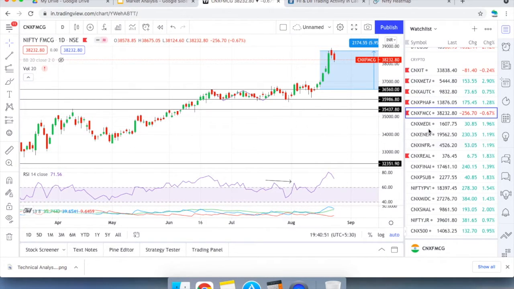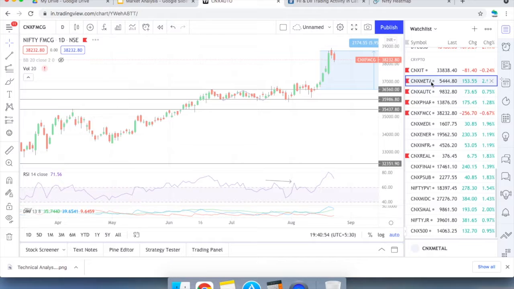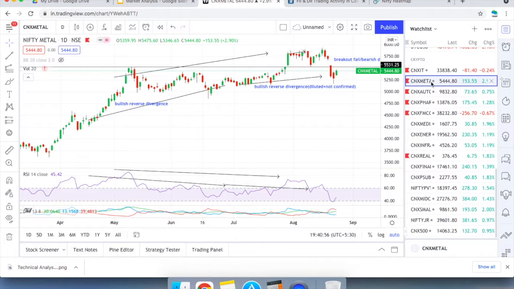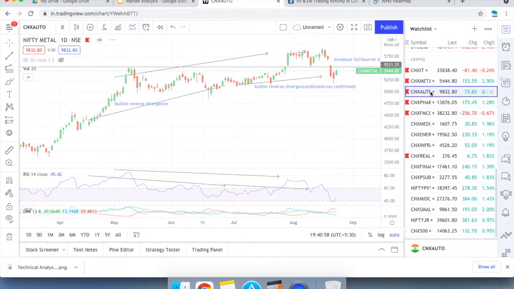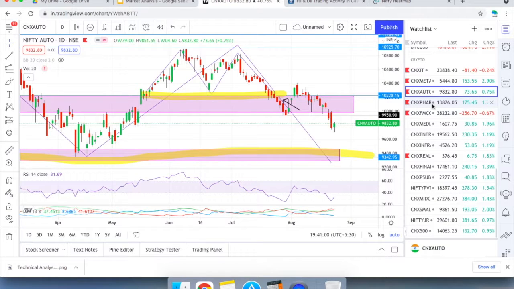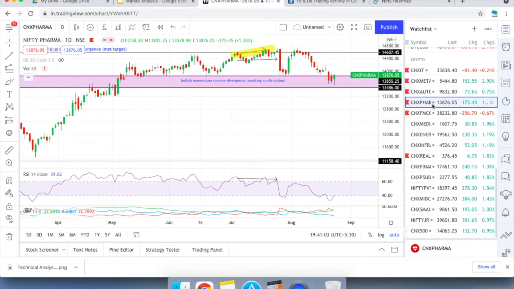So this is FMCG. Sorry, earlier I said this was metal. So metal, stay away until it reaches the bullish zones. Auto, stay away until it reaches the bullish zones. And pharma, stay away until it reaches the bullish zones.